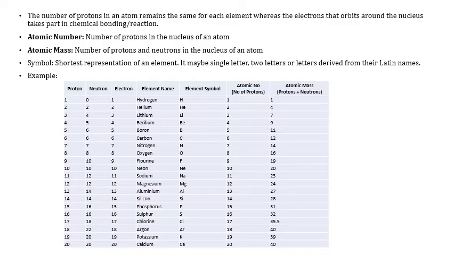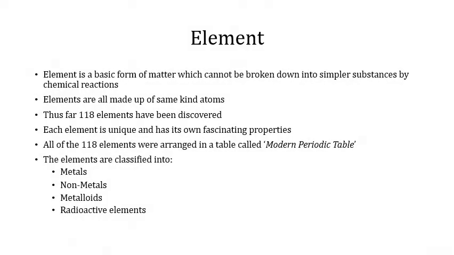So you are clear with the elements and their symbols, atomic number and atomic mass. Now let's see how electrons are arranged in different shells. Before writing the electronic configuration of elements, let us see the classification of elements.